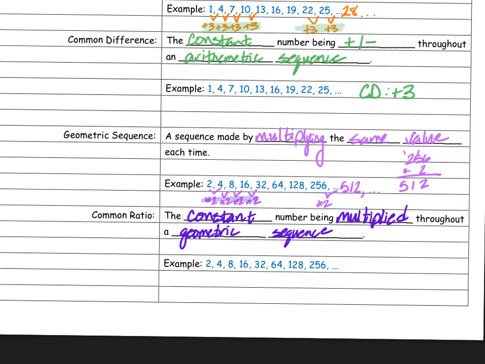So again, what am I multiplying by? Yes, 2. So my common ratio, this time instead of common difference, CR, common ratio, is going to be 2. And I don't have to put times 2 because my definition of a common ratio is what's multiplied, not what's added or subtracted. I have 2 choices for common difference. I have 1 choice for common ratio. I'm multiplying. Okay, good job, you guys.